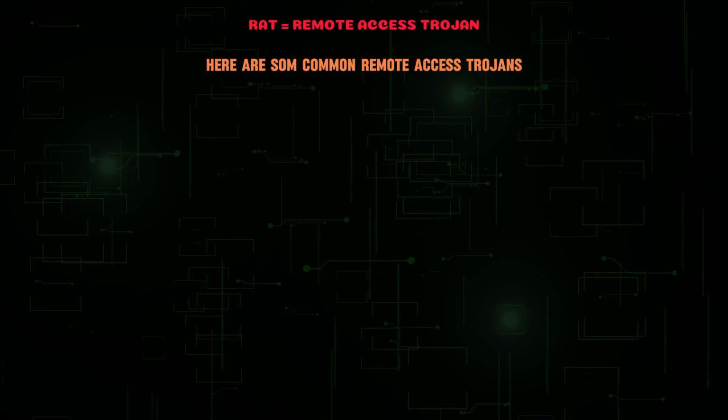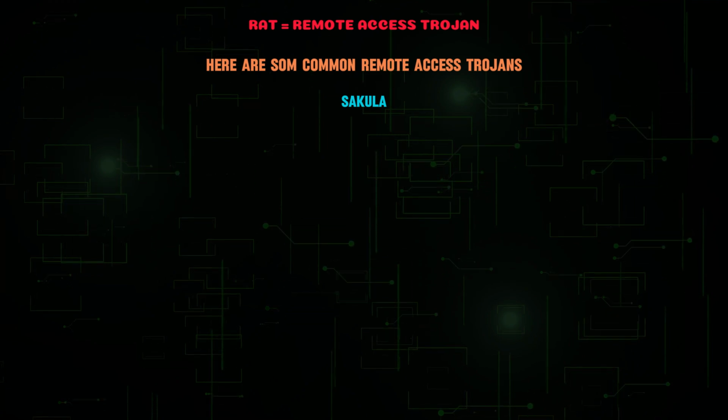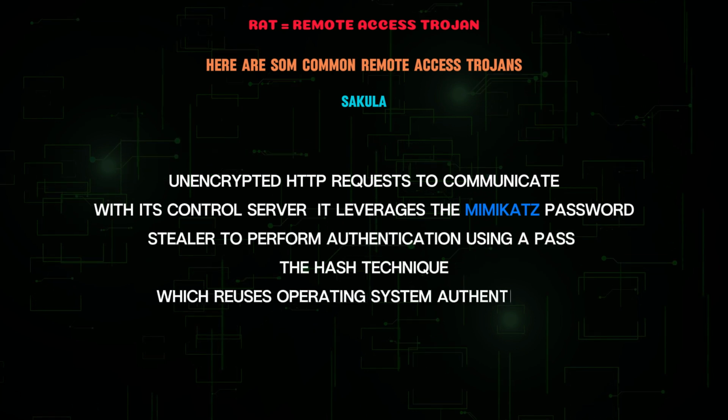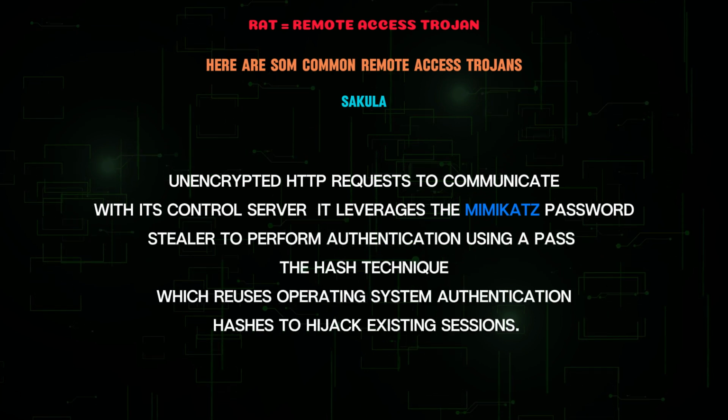Here are common remote access Trojans. Sakula. Sakula is a seemingly benign software with a legitimate digital signature, yet it allows attackers complete remote administration capabilities over a machine. It uses unencrypted HTTP requests to communicate with its control server. It leverages the Mimikatz password stealer to perform authentication using a pass-the-hash technique, which reuses operating system authentication hashes to hijack existing sessions.